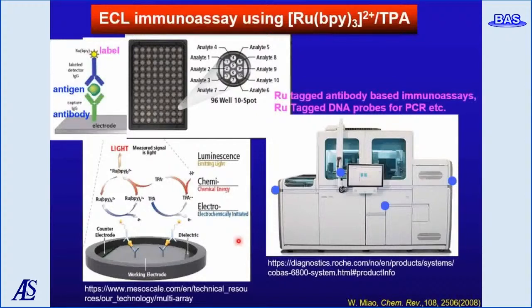One example is an ECL immunoassay device for DNA probes for the PCR test. In this system, the microarray chip has many wells in which there are 10 spots, and each spot is immobilized with an antibody, and the ruthenium complex label by antibody-antigen interaction selectively occurs, and the ruthenium site is monitored by ECL intensity. This is a commercialized instrument and used in medical diagnosis.